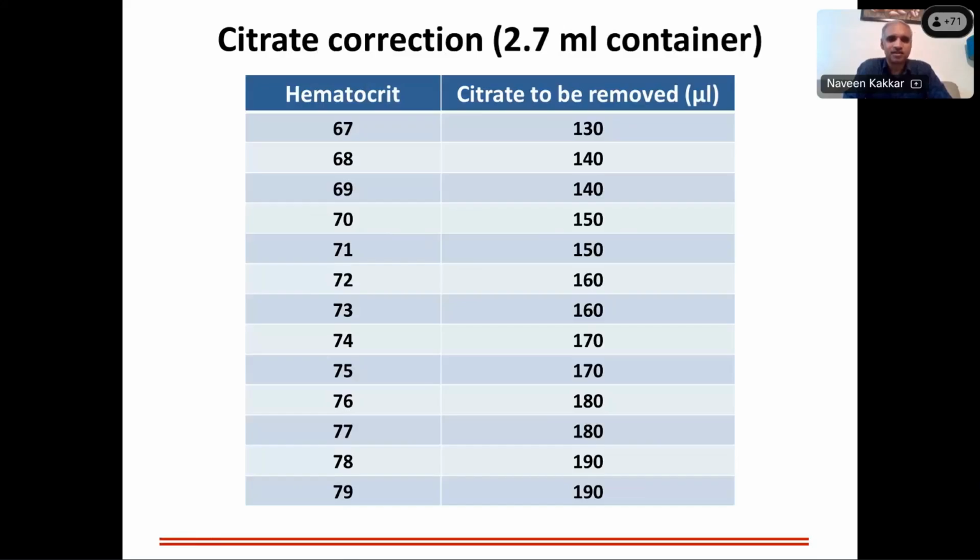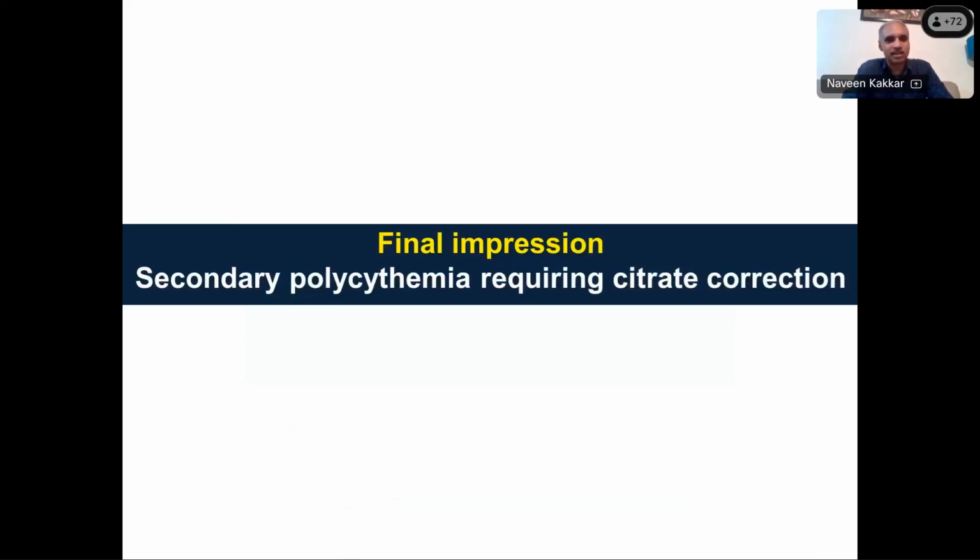So this will be given in books as one of the pre-analytical variables, but it is not often practiced. If you start doing it, you'll find changes. So the final impression in this case was secondary polycythemia requiring citrate correction. The tests were artifactually prolonged.